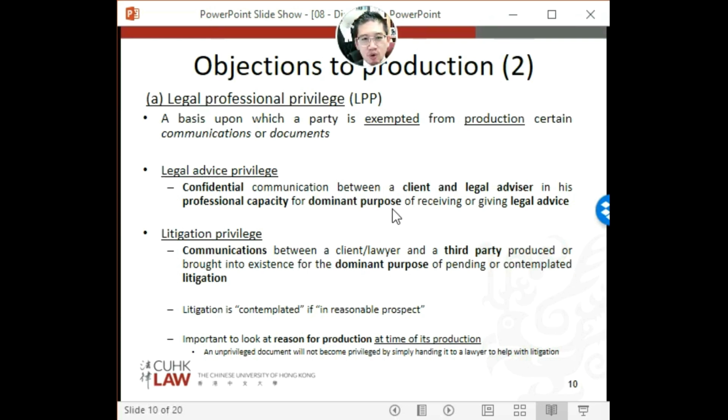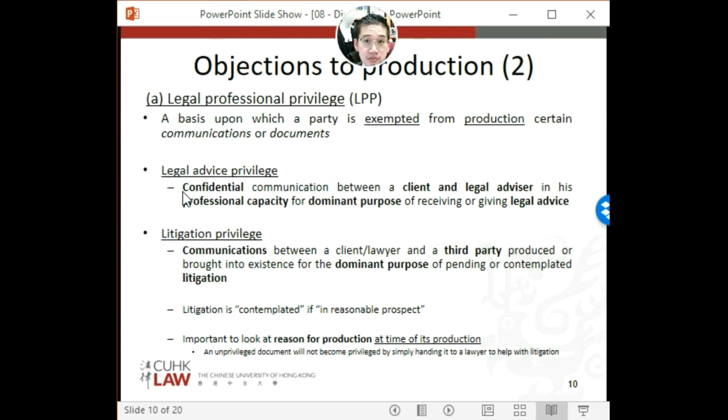So very quickly, what is LPP? It is a basis upon which a party could be exempted from producing documents. So there are two types. There is legal advice privilege and litigation privilege. LAP applies to confidential communication between a client and legal advisor in his professional capacity for the dominant purpose of giving legal advice.